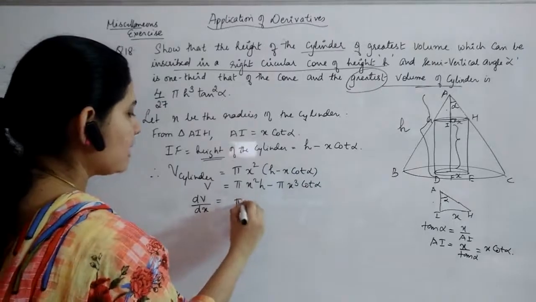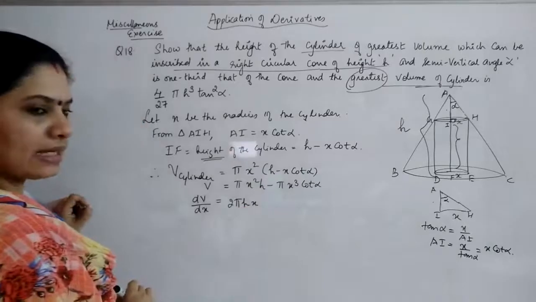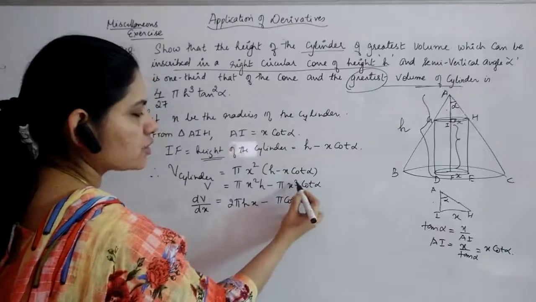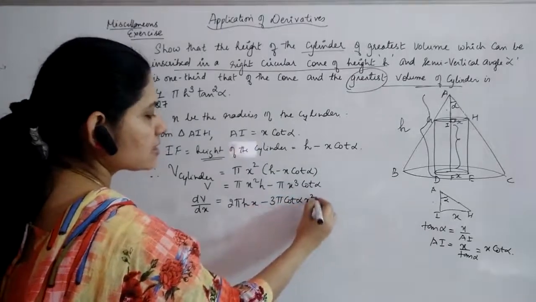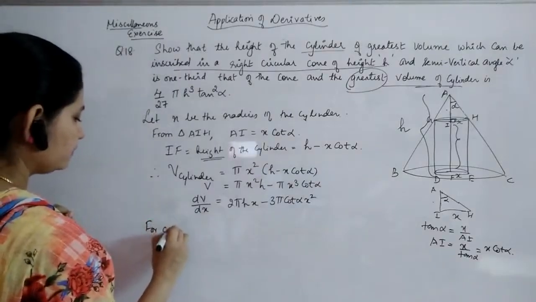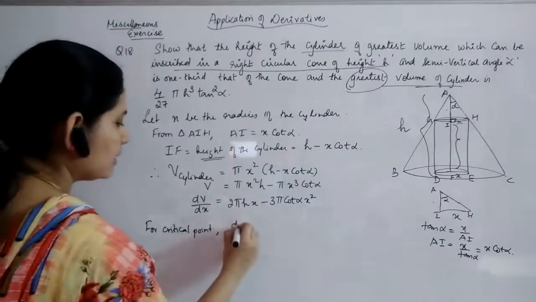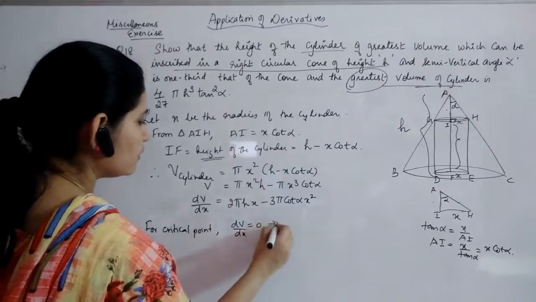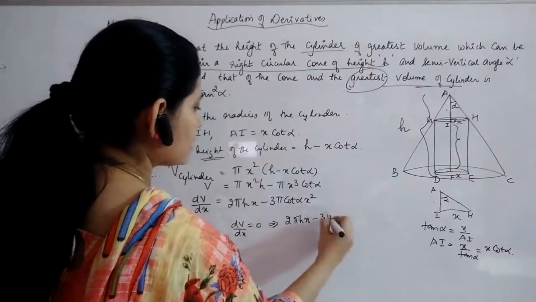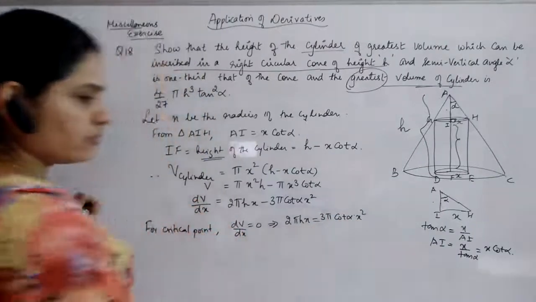So here π h is a constant. The derivative of x² will give you 2x. So 2π h x minus, again, π cot alpha is constant, and the derivative of x³ will give you 3x². Now for the critical point, or for maxima or minima, dV by dx equal to 0 will give you 2π h x minus 3π cot alpha x² is equal to 0.